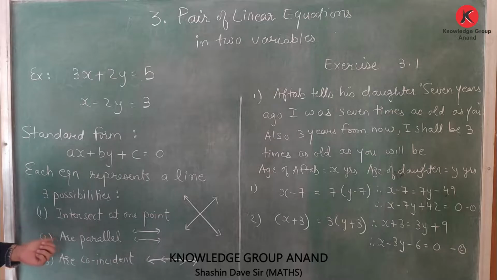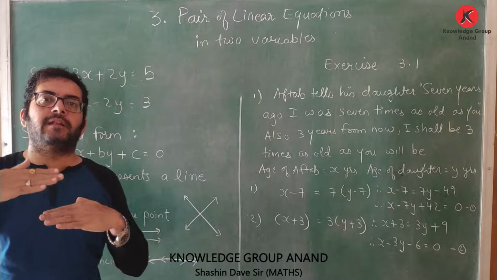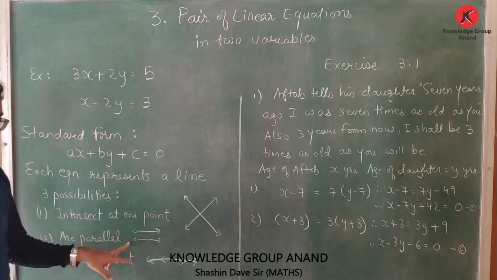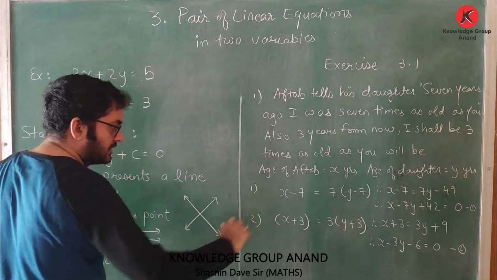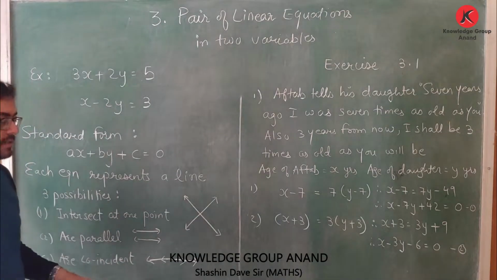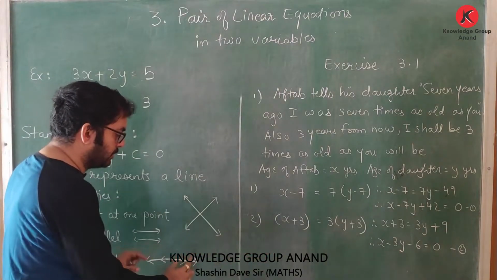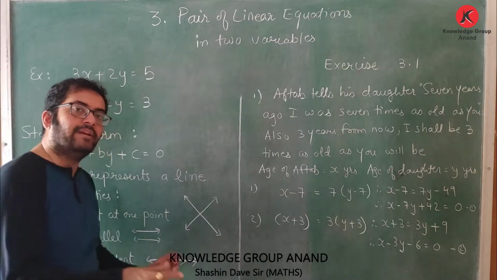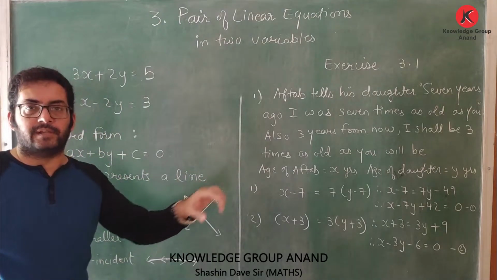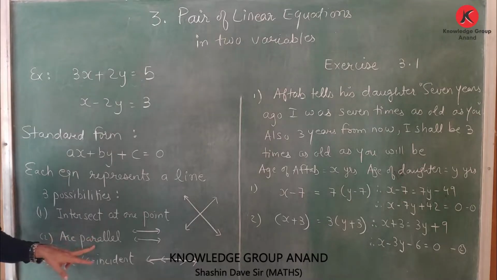Second possibility is that they are parallel, they do not intersect each other. So when they do not intersect each other, that means they are parallel. These two lines are parallel, they do not intersect each other even if you extend them on both the sides. Now third possibility is that they are coincident, means both lines are one and the same. You just need to extend them on both the sides, so both lines will superimpose on each other, they will be coincident. So once again, there are three possibilities. They might intersect at a point, they might be parallel, or they might be coincident.